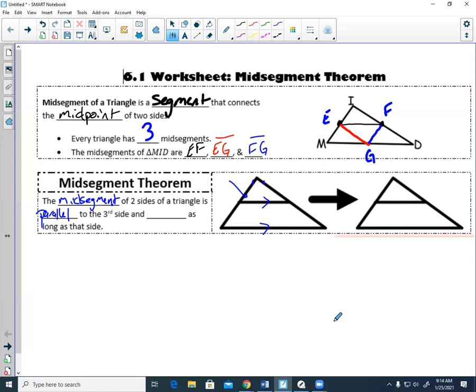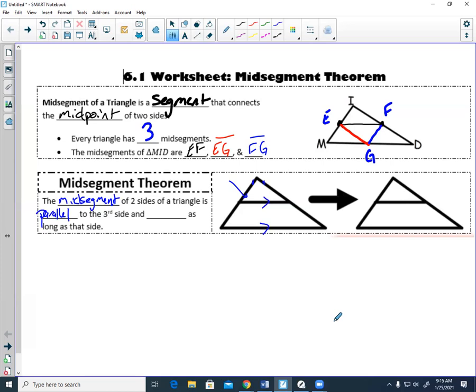Any other guesses? I'm going to kind of doubt it because you guys are just sitting here staring at me. Any other guesses?